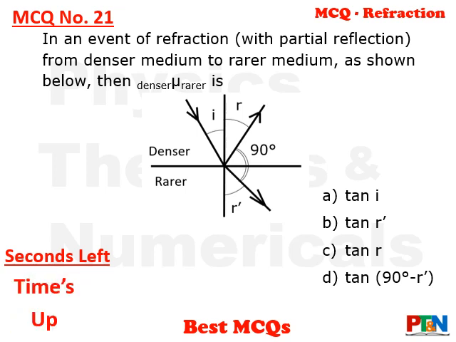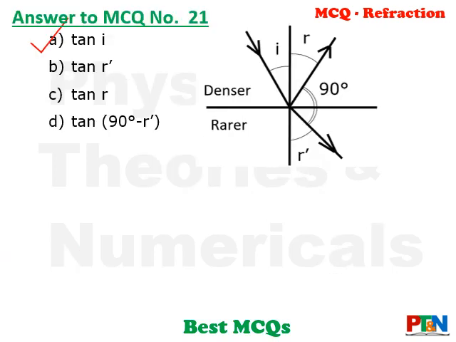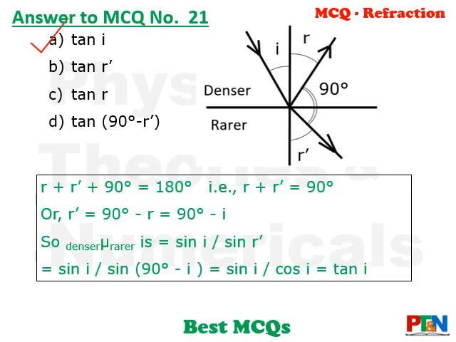Time's up. Let's see the answer. The answer is option A, that is tan I. Let's understand the calculation also. Now see, refractive index is sin I by sin R. So here it will be sin I by sin R dash. Now it's pure geometry.